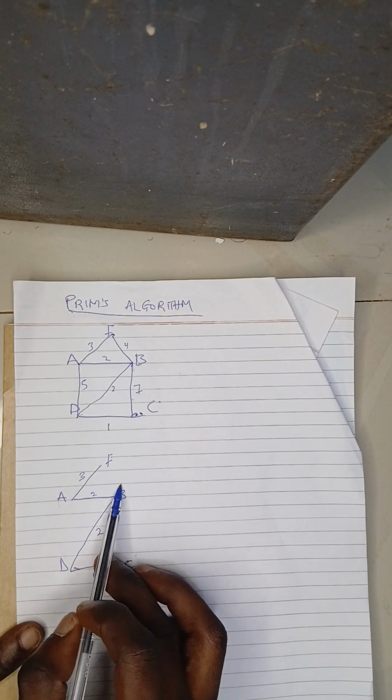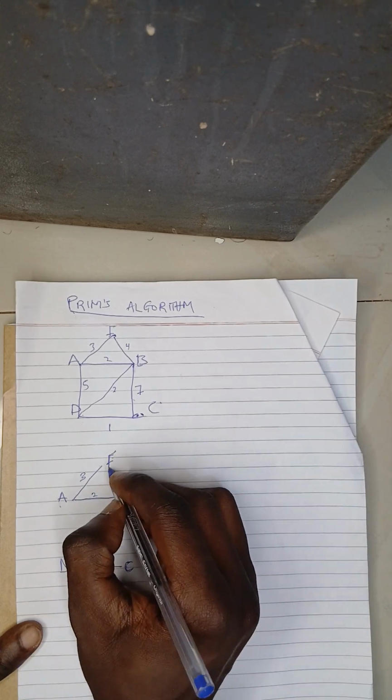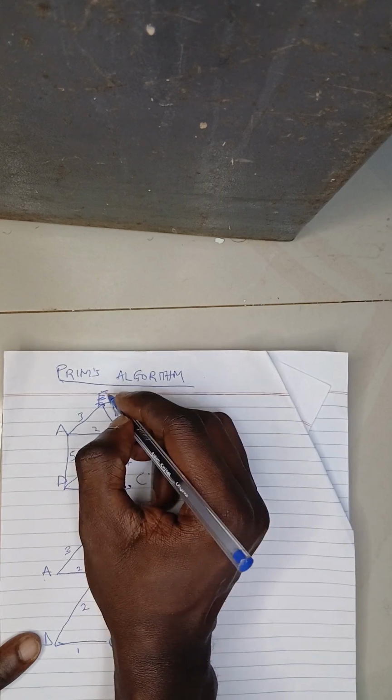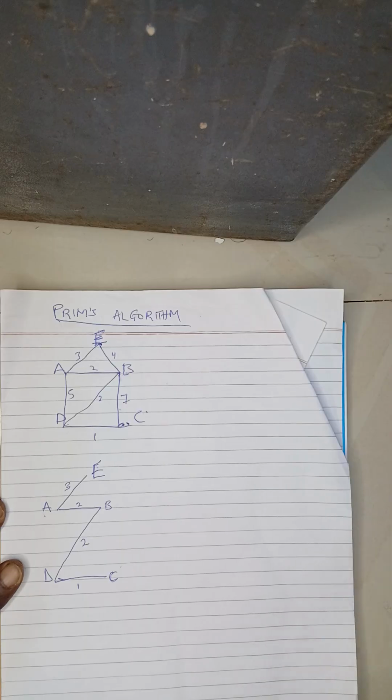You see when you have A, B, C, D, F. I think this is supposed to be E. I don't think it will be F. A, B, C, D, E. Good.